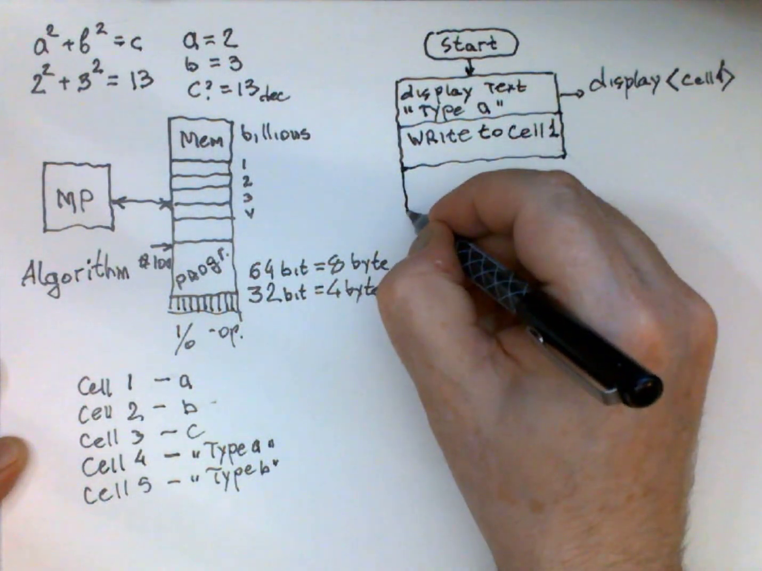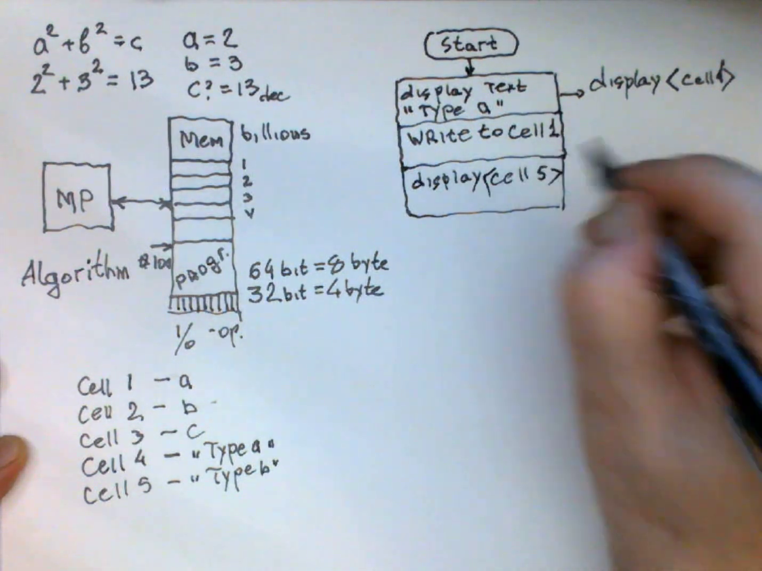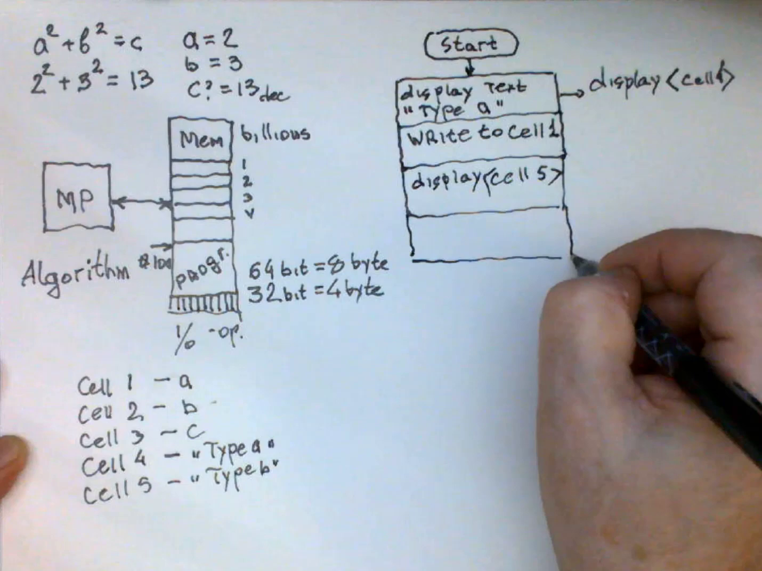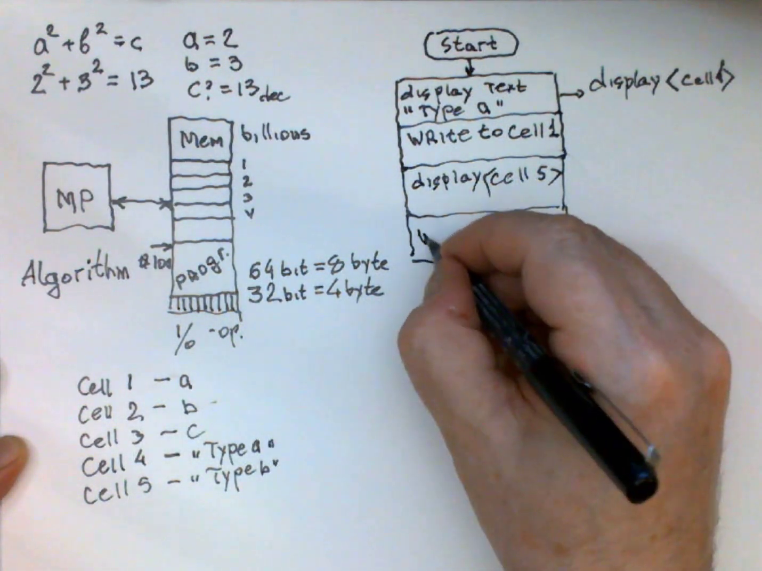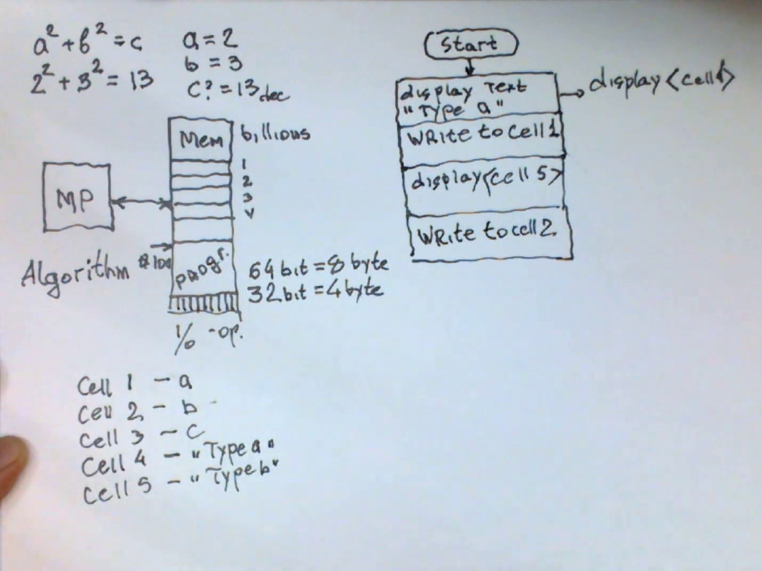Then another thing, display cell 5, and I will put the content. Display cell 5. After the user types the value of B, I will put write to the address 2. Then we will start calculations.